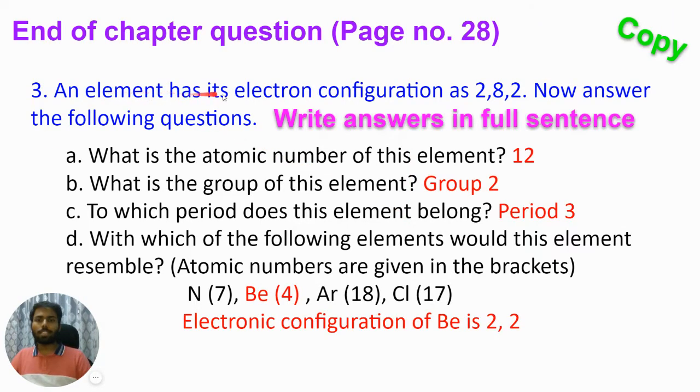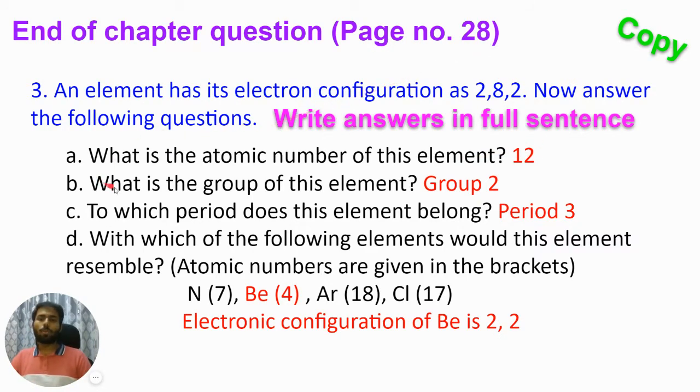An element has its electronic configuration 2, 8, 2. Now answer the following questions. What is the atomic number of the element? What is the atomic number? It is the number of electrons or number of protons in that atom. So if you add up all the numbers given in the electronic configuration, that will give you the total number of electrons. So 2 plus 8 is 10, 10 plus 2 is 12. So 12 will be the atomic number of this element. Again, do not write one word answers in your notebook. Write answers in full sentence. So how will you write the answer in a full sentence? The atomic number of this element is 12. That is how you write in full sentence.